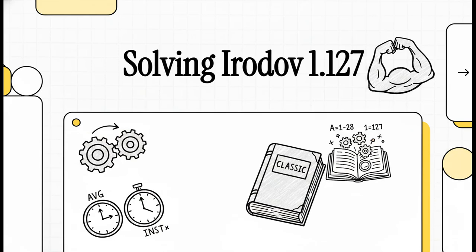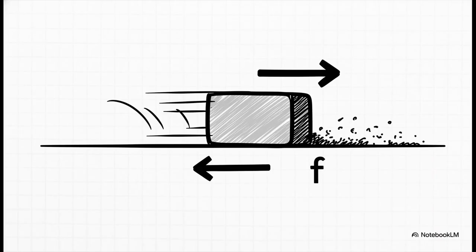All right, today we're tackling a classic problem from Irodov's famous collection. Now, this one is a fantastic workout, really gets you thinking about the difference between mean power and instantaneous power. So let's dive right in. So here's the setup. Problem 1.127.